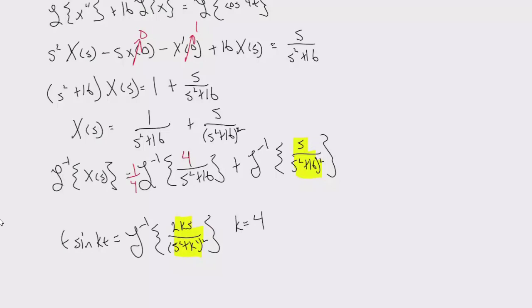And then for that t sine of kt term, I need that to say 8 in order to properly fit that pattern. So if I put an 8 there, that'll put a 1/8 out there. And then what are we looking at? Well, we are looking at 1/4 sine of 4t and 1/8 t sine of 4t.